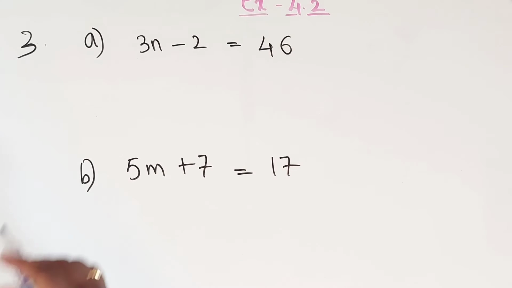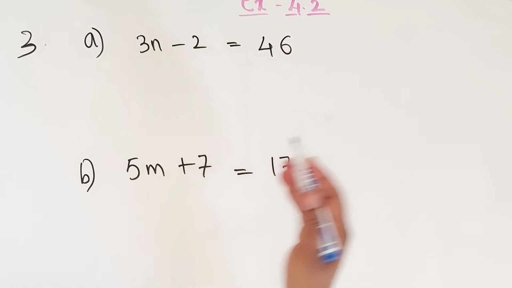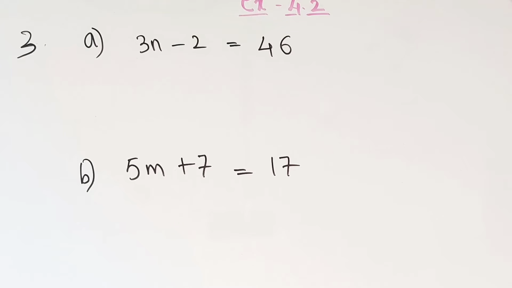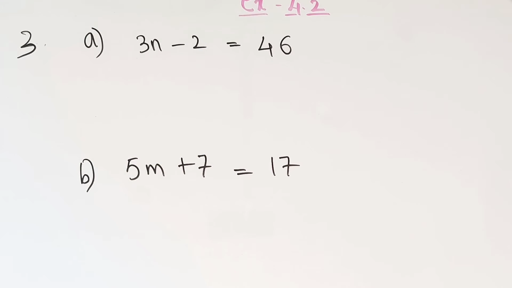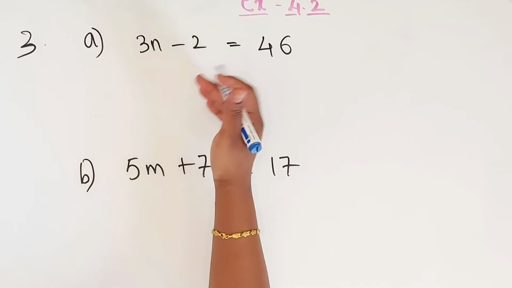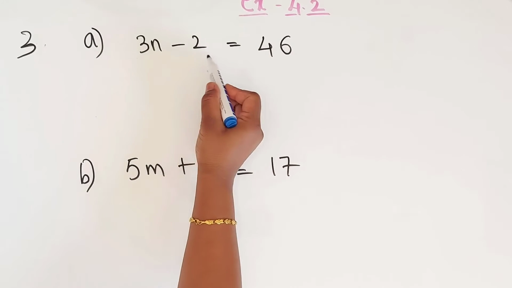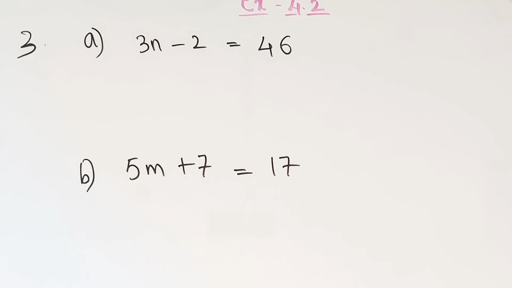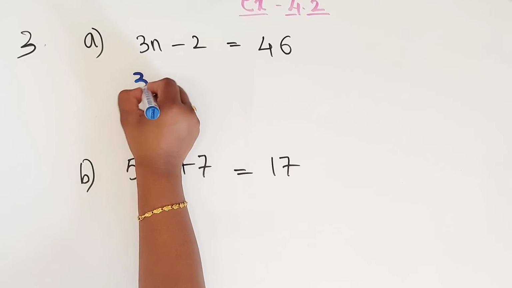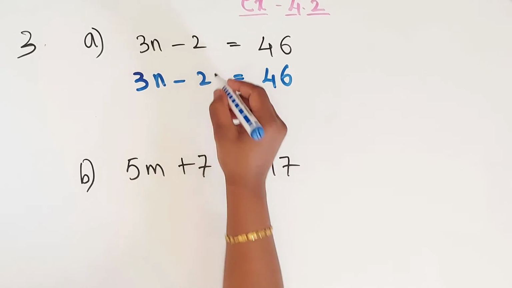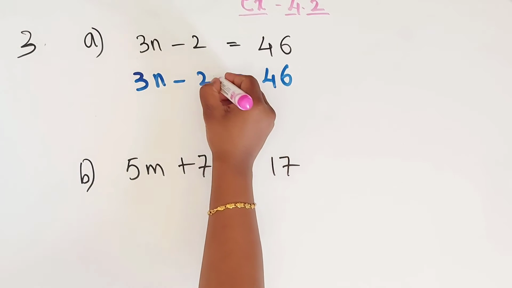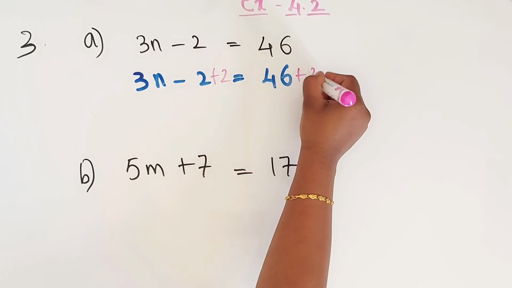Question 3, children. Give the steps you will use to separate the variable and then solve the equation. Here 3n minus 2 equal to 46, children. We want only the variable. First, what will you do? We have to add plus 2 on both the sides. Right, children? 3n minus 2 and 46 here. So we'll add plus 2 on both the sides.